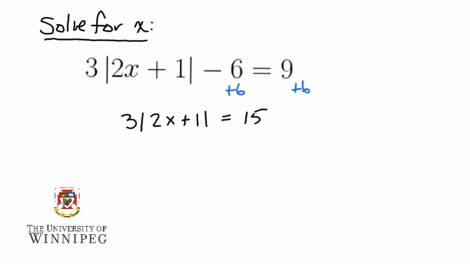Notice that we still don't have the absolute value portion fully isolated over on the left-hand side. We need to divide now by 3. Division by 3 gives us the absolute value of 2x plus 1 is equal to 5.